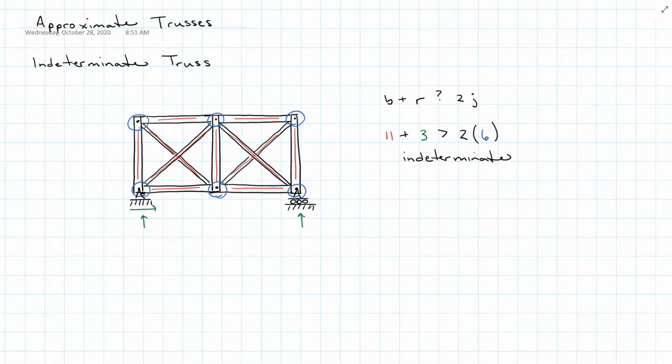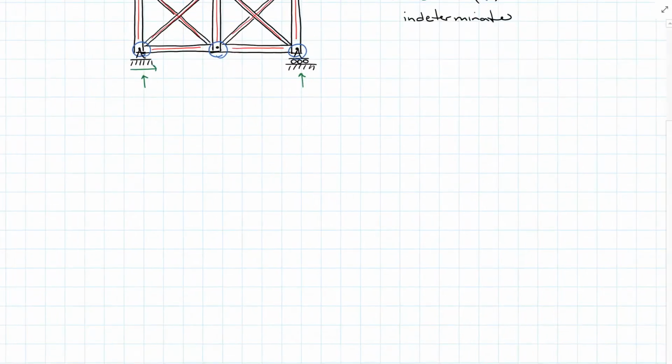And that means we cannot solve this truss by method of joints or method of sections. So we're going to bring in an approximate method. We have 2 approximate methods for this particular truss, and this is all we're going to be dealing with, which is the squares with the X's in the middle. That's our only truss. So we've got 2 different methods.